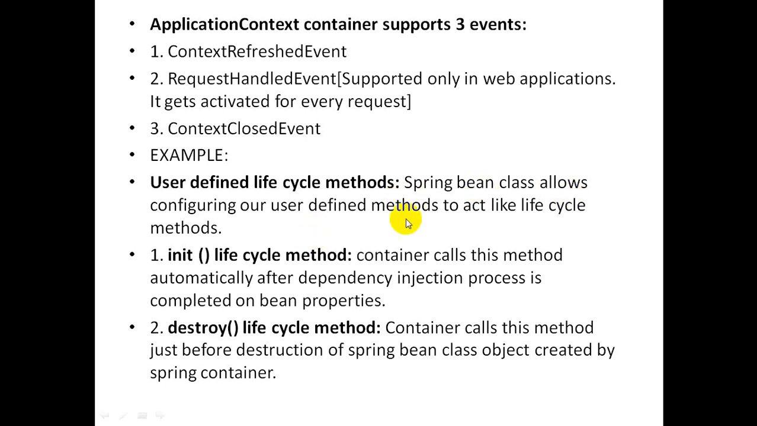The Spring bean class allows us to configure user-defined methods to act as lifecycle methods. The init lifecycle method is called by the container automatically after the dependency injection process is completed on the bean properties.